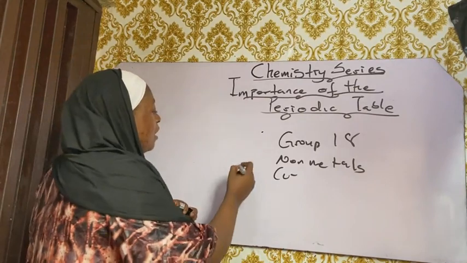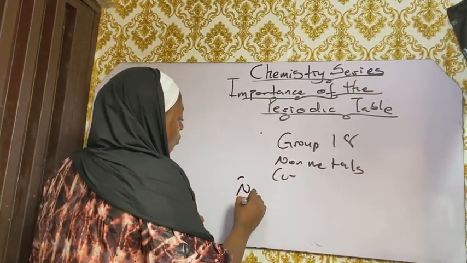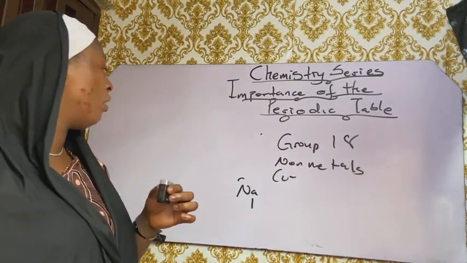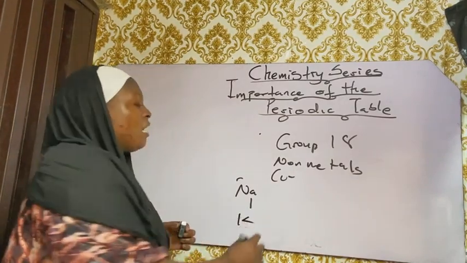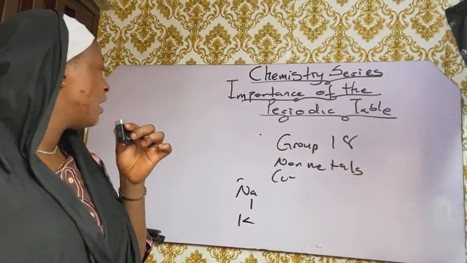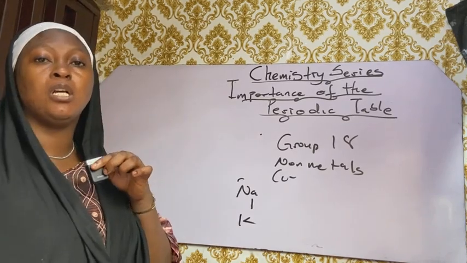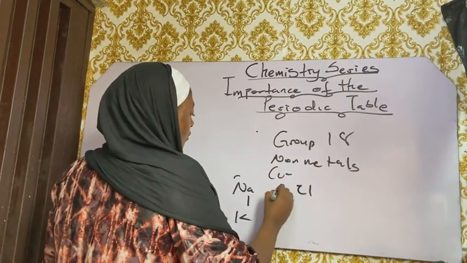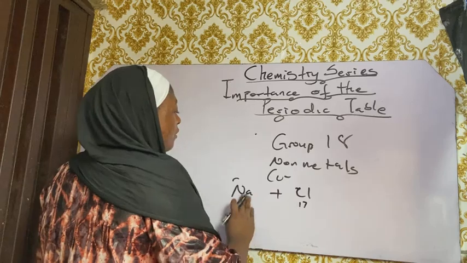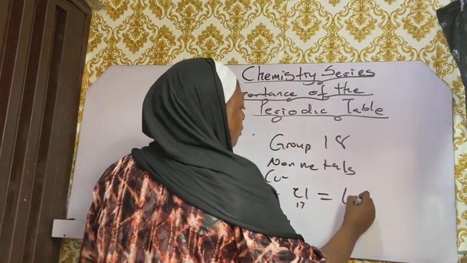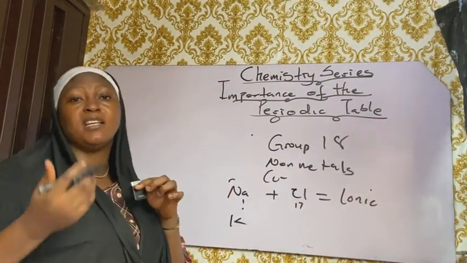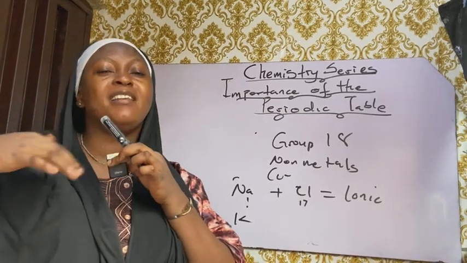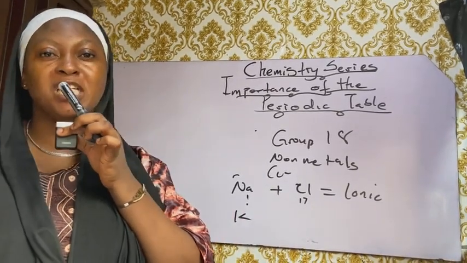Take, for instance, sodium, an element in group 1. We have another element in group 1, like potassium. If sodium or potassium reacts with an element in group 17, let's say chlorine, they will form a bond known as an ionic bond. So the position of elements in the periodic table will allow the scientists to know the kind of bond that will be formed, the chemical uses, and also the properties of the element.